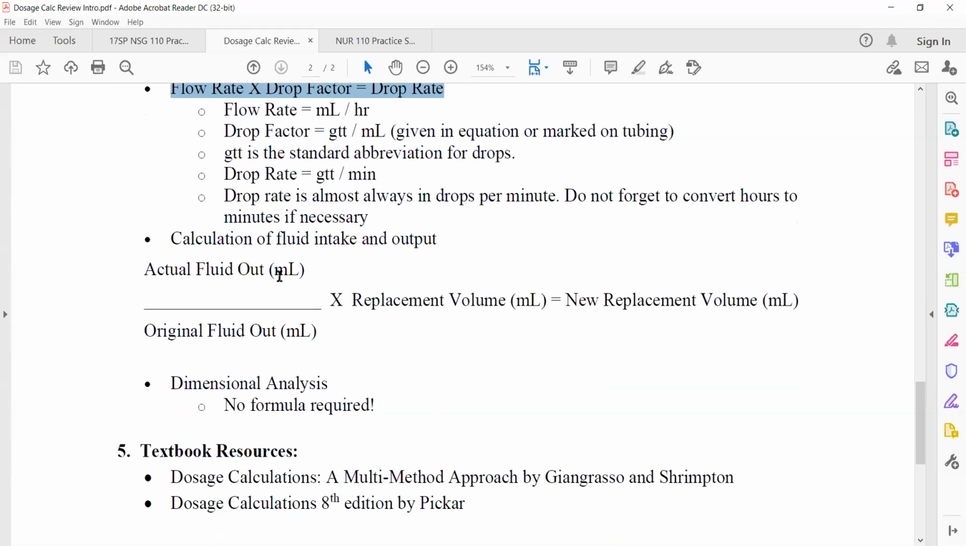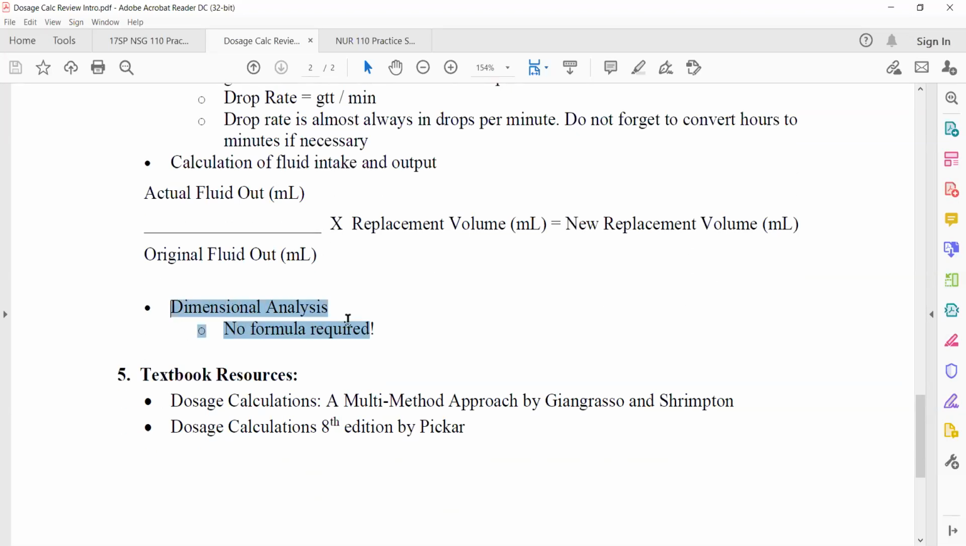And then there is a fluid intake and output question. This is about how much the patient is voiding or urinating, and then how much to replace the volume with so that they don't become dehydrated. This is a helpful formula for that. You take the actual fluid out over the original fluid out, times whatever the replacement volume is, and that will give you your new replacement volume, so you can toy with that.